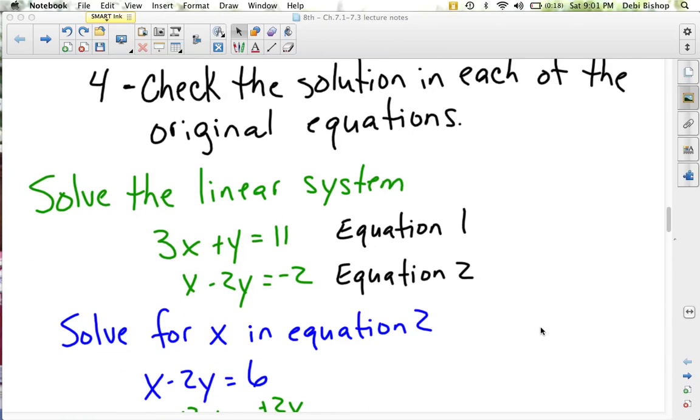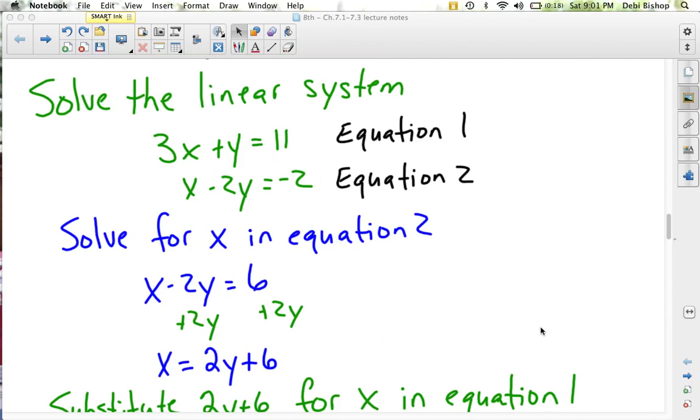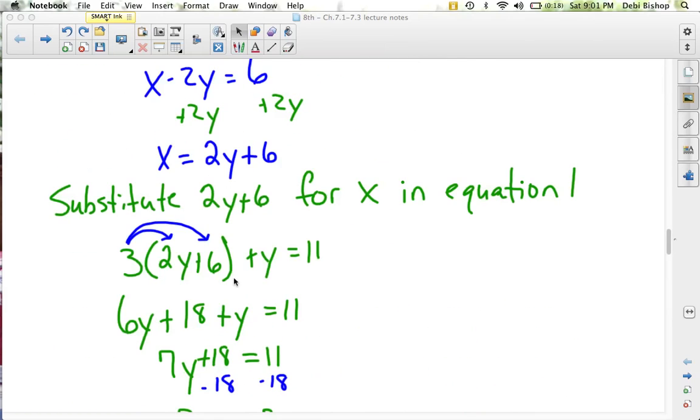So first we have 3x plus y equals 11 and x minus 2y equals 6. Since I think it's going to be easier to solve for x in equation 2, I chose that. You can choose whichever variable in either equation is easiest. So I find that x equals 2y plus 6. Now I substitute in 2y plus 6 for x in the first equation. So I have 3 times, you can see here, instead of x I put 2y plus 6, plus y equals 11. Then I distribute and I get 6y plus 18 plus y equals 11.